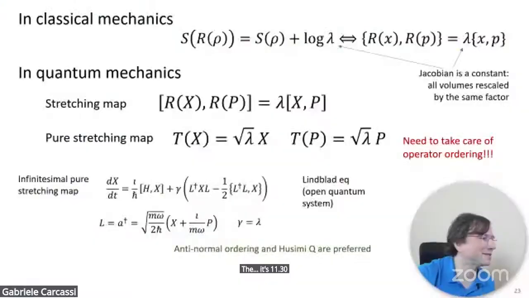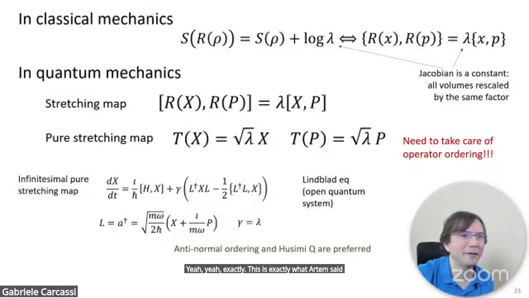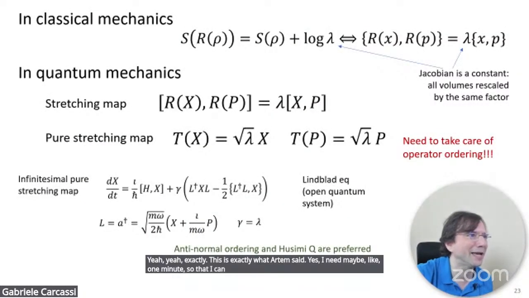Okay, that also answers the follow-up question in the chat from Artem. It's 11:30 Michigan time. Yeah, exactly. This is exactly what Artem said. Yes, I need maybe like 1 minute so that I can disappear for 1 second, and I'll be right back.